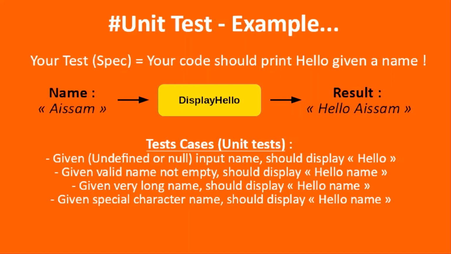Here's a function displayHello. It takes a name as input. It outputs hello plus name value. The unit tests can be: given undefined or null input name, should display just hello. Given a name not empty, should display hello plus name value.